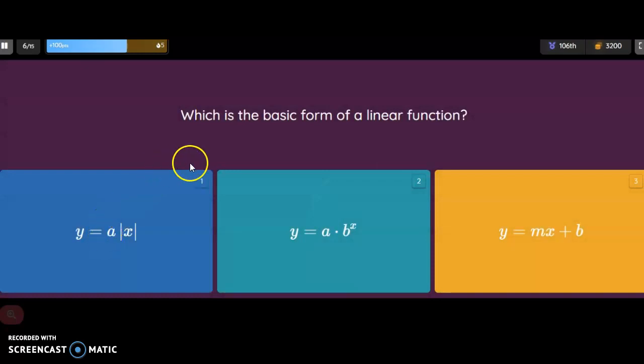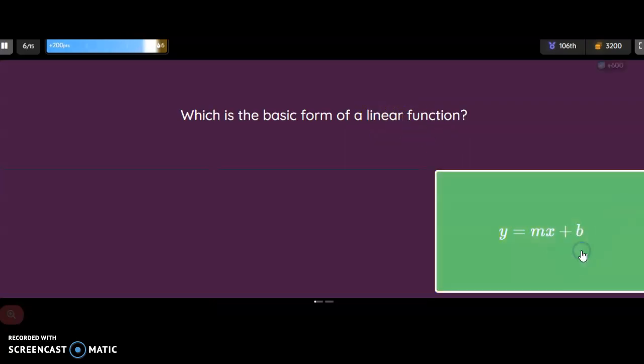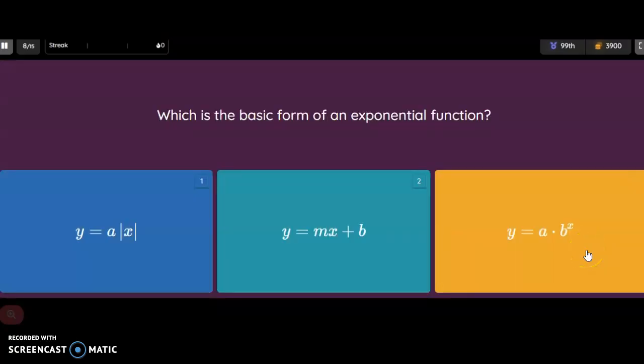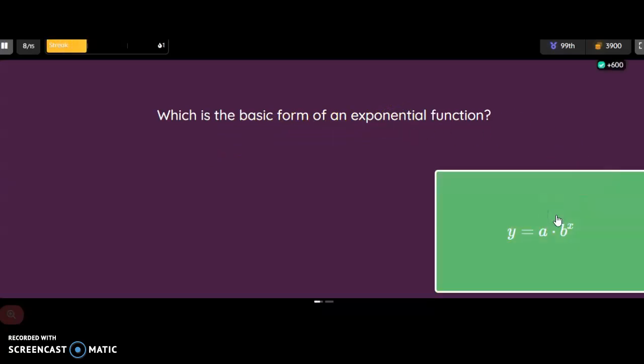So which is the basic form of a linear function? Remember that linear means line, and the equation of a line is y equals mx plus b. So what is the basic form of an exponential function? It's going to look like that one right here.